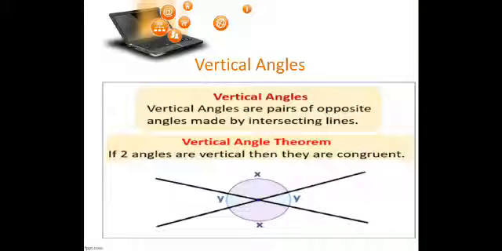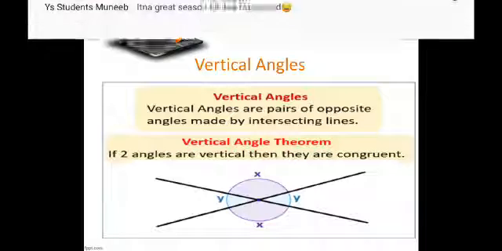Vertically opposite angles. Vertical angles are pairs of opposite angles made by intersecting lines. When two lines intersect each other, they make two pairs of vertical angles. Just like in this figure, you can see x and x, y and y. Both these angles are vertically opposite and their values are the same.